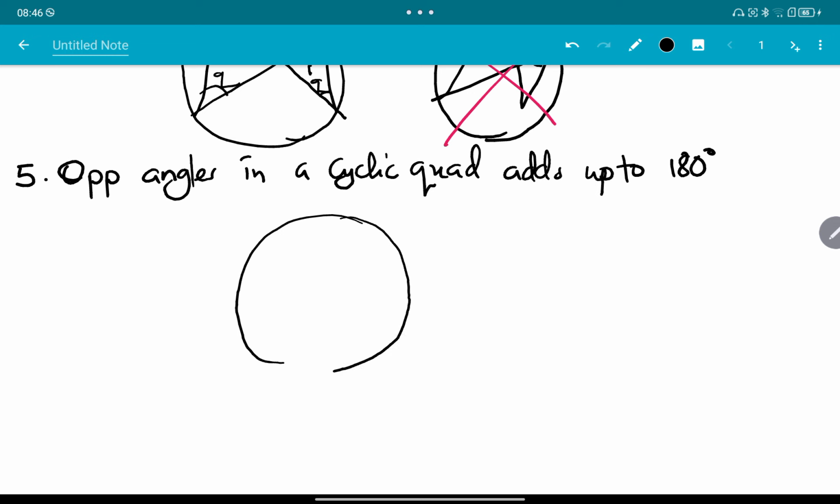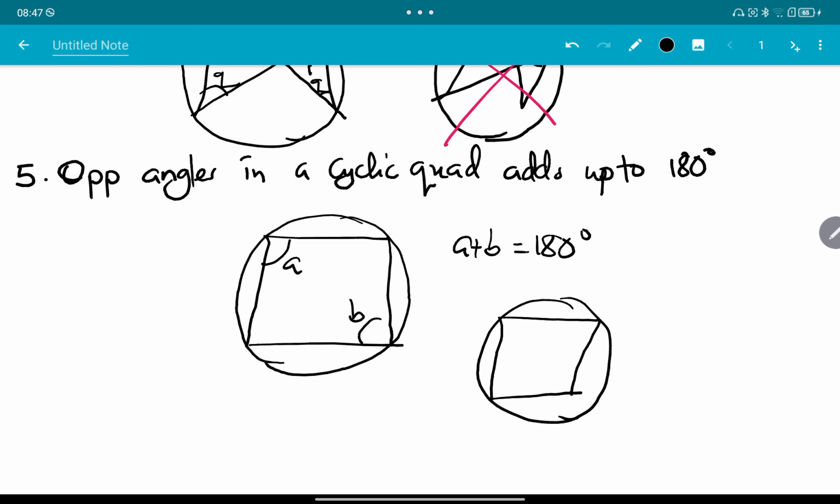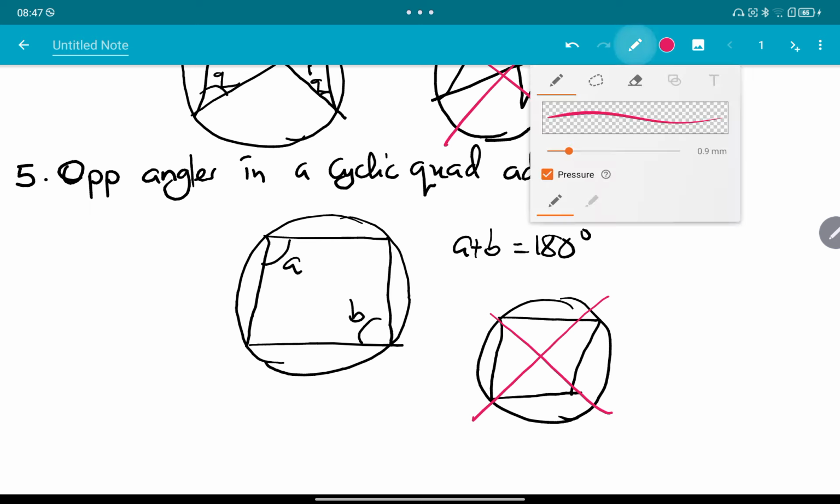When we talk of a cyclic quadrilateral, we know a quadrilateral is a four-sided figure, but for it to qualify to be a cyclic quadrilateral, its edges must touch the circumference of the circle, such that if this is A and this is B, then A plus B is 180 degrees. The following is false or does not apply the same property.